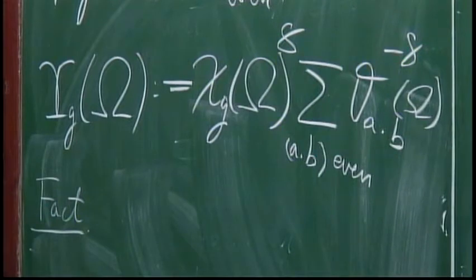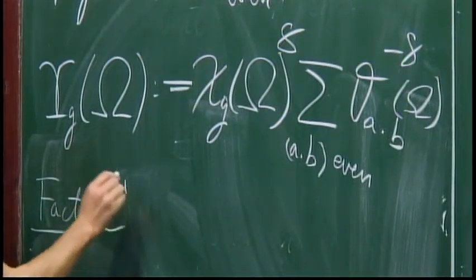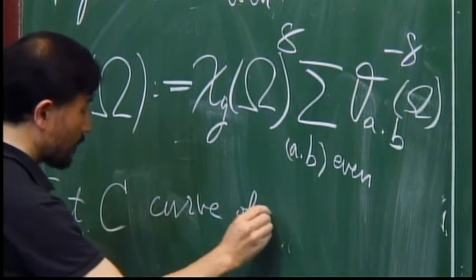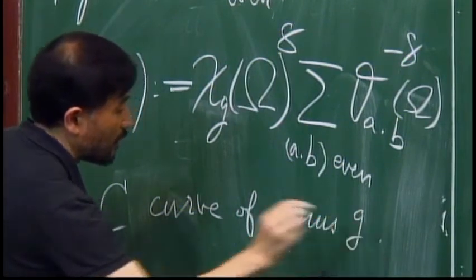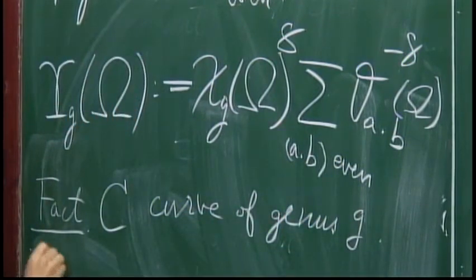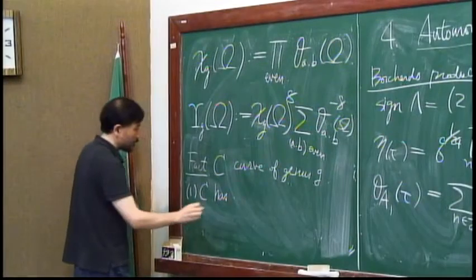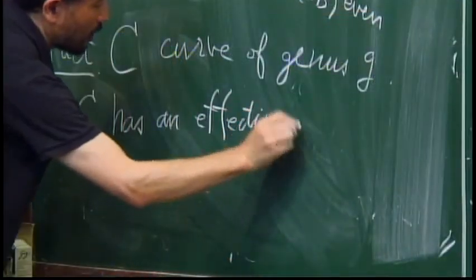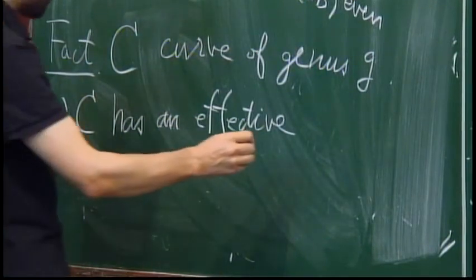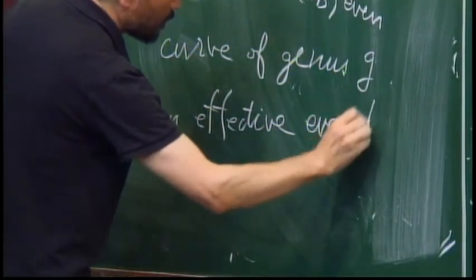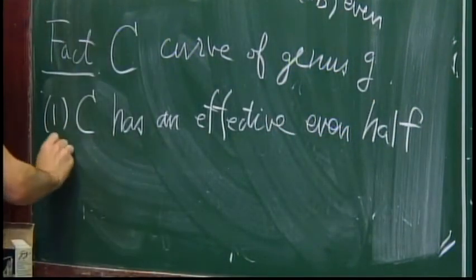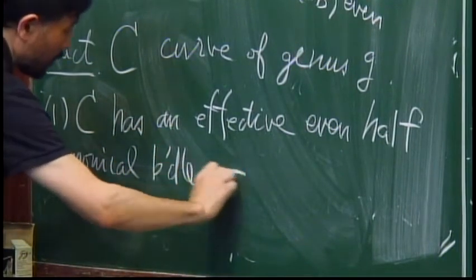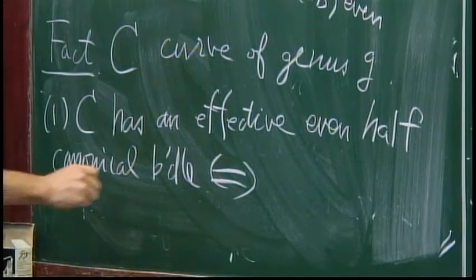And the following fact is important for us. If C is a curve of genus g, then C has an effective even half canonical bundle if and only if this chi g vanishes.